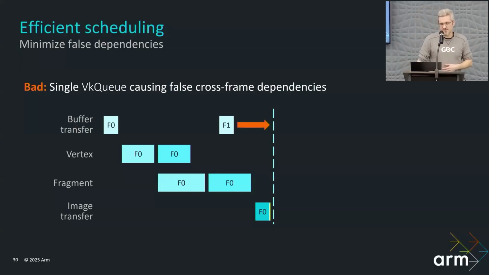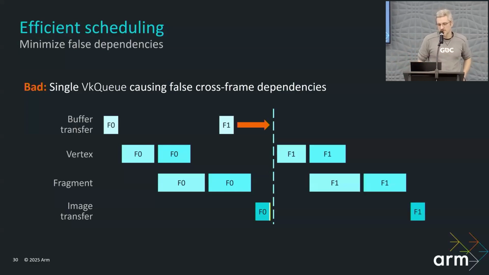But the transfer for F0 on the image transfer is still running. We can't disambiguate the stages. So that's going to get delayed. And then the fragment work will kick off a bit later. So because of that sort of false cross-frame dependency on the transfer stage, we end up deferring the vertex work later than we could otherwise run it.